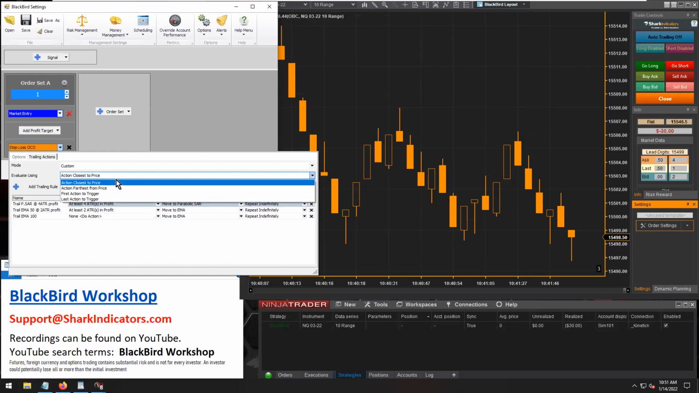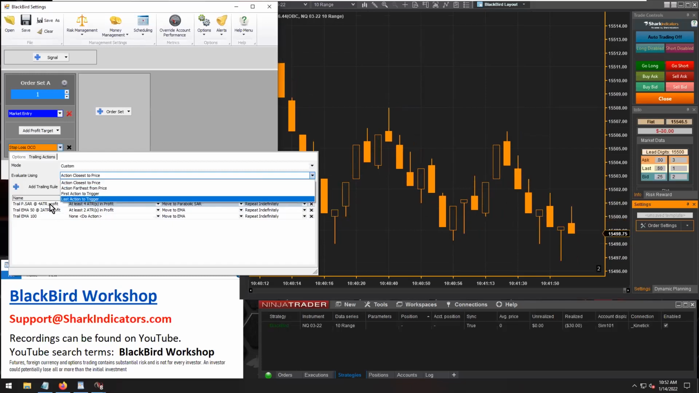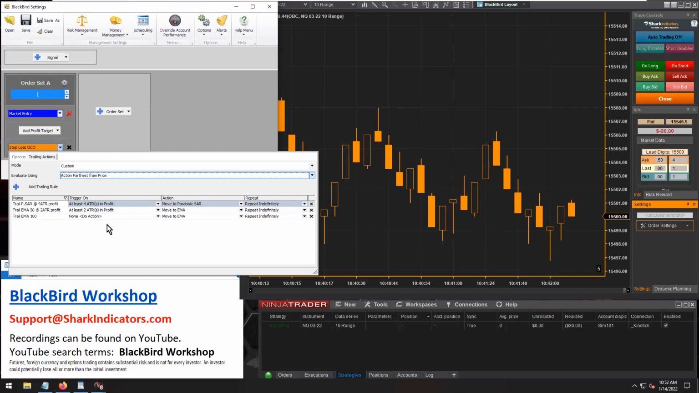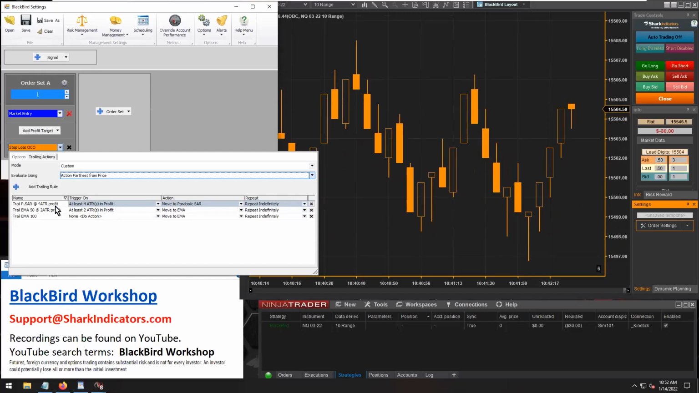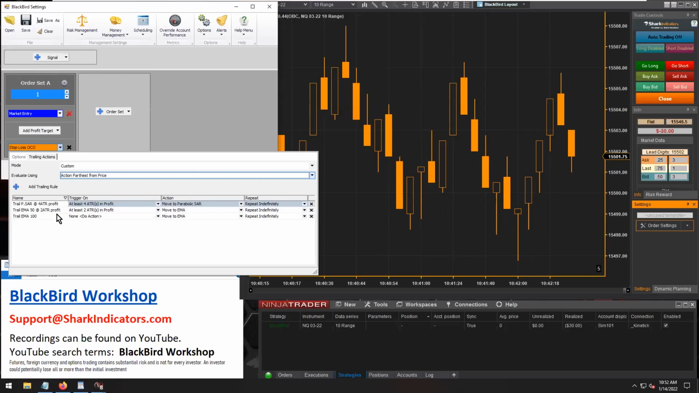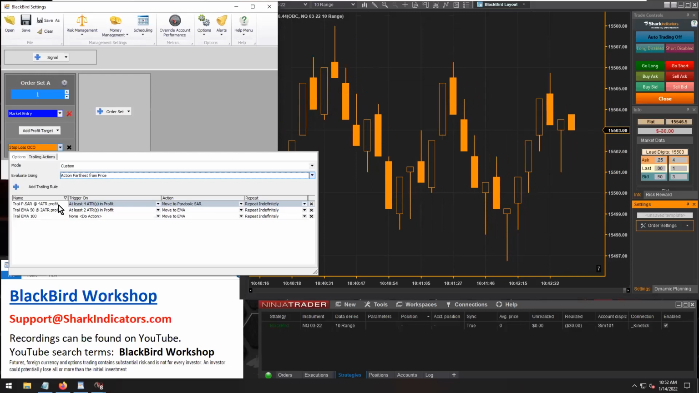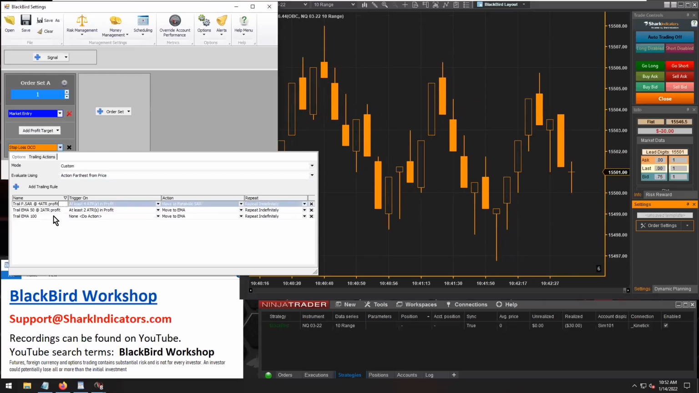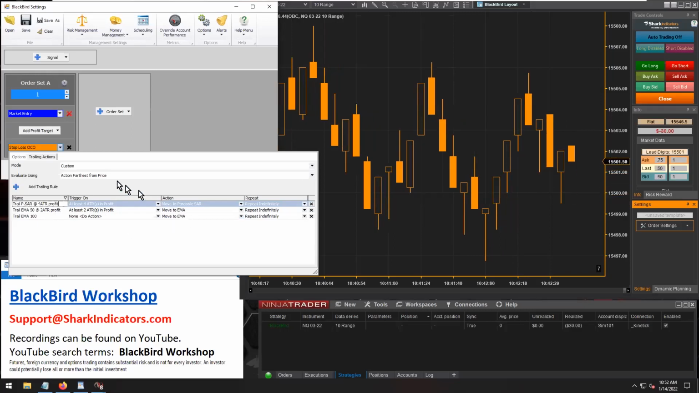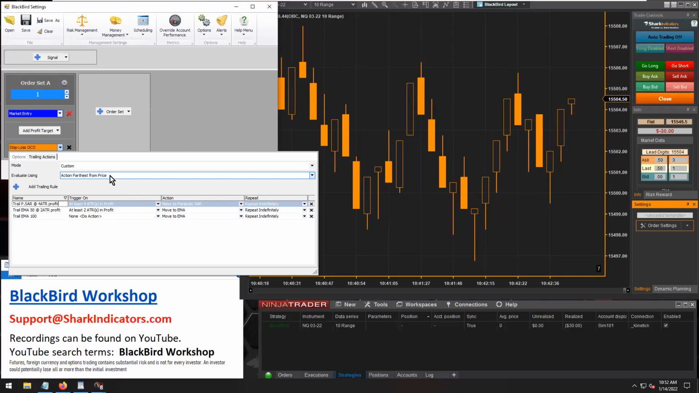If you wanted to keep your stop loss as wide as possible, you could choose the action furthest from price. But again, BlackBird is not going to move your stop loss further away. It's just going to pick the trailing rule that keeps that stop loss further away. So when BlackBird has 3 trailing rules to choose from, it's going to use the trailing rule that calculates a price that's furthest away from the market price, but it's not going to move your stop loss backwards.